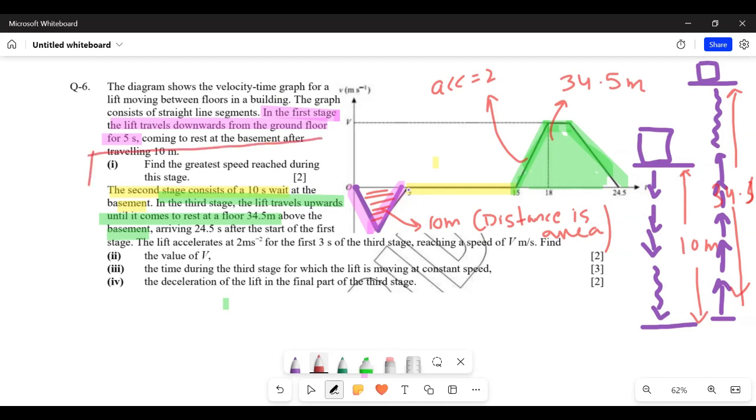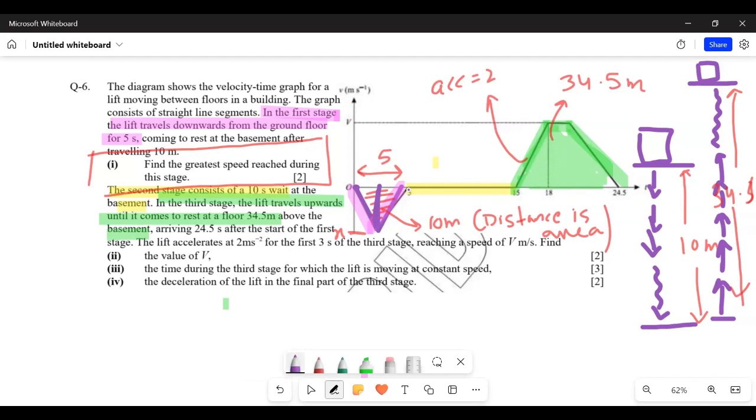Oh, I had missed part one. Okay, let's go back to part one. So in part one, they're only discussing the first part of the journey that has been shaded with pink. Find the greatest speed reached during this stage. Okay, so the greatest speed is this value on the y-axis. We need this value, let's call it x. Okay, and we know the area of this triangle, which is 10. And we also know the base of this triangle, which is 5. What we need is the height, this distance.